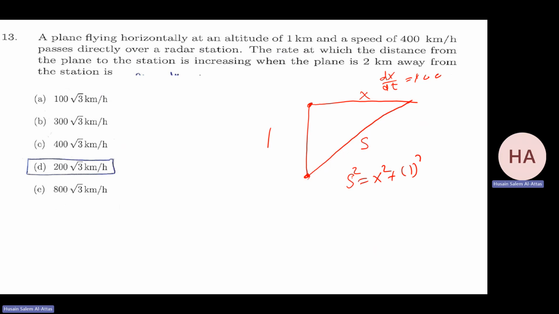What do they want? The distance between the plane and the station is increasing when the plane is 2 kilometers away. So I need to find ds over dt when the plane is 2 kilometers away from the station, when s equals 2.